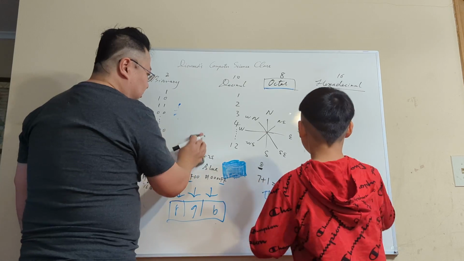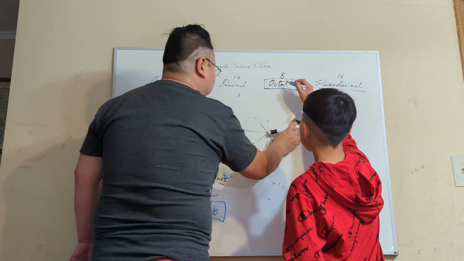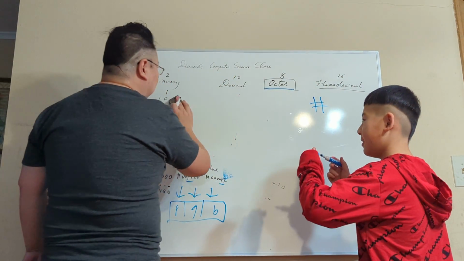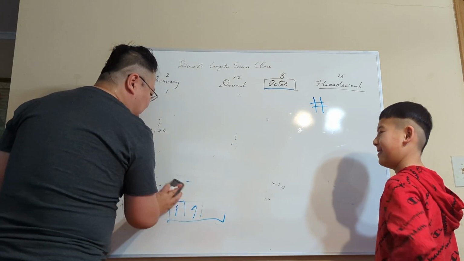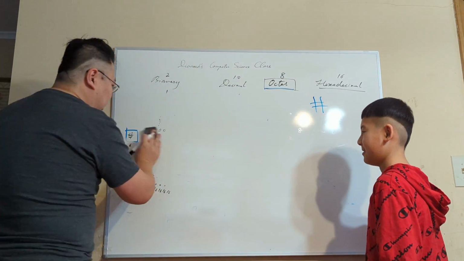Wait, so there's a pound sign for hexadecimal. Is there something for octal? I don't know. Maybe, but I don't know.